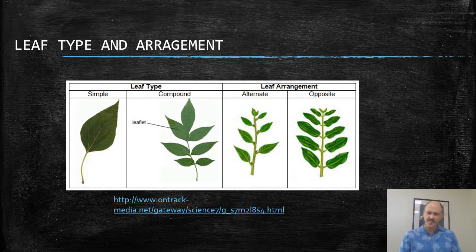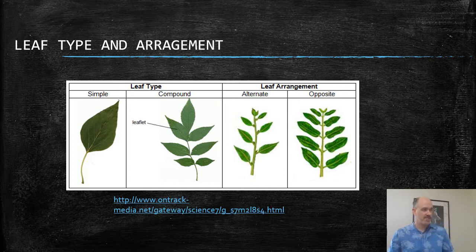Now, when you're keying things out, it's going to ask you questions about whether it's a tree or a shrub. A tree is big and tall. A shrub is going to be about the height that you are. And it's going to ask you about leaf type. So let's look at some of the different ways that leaves vary on trees.